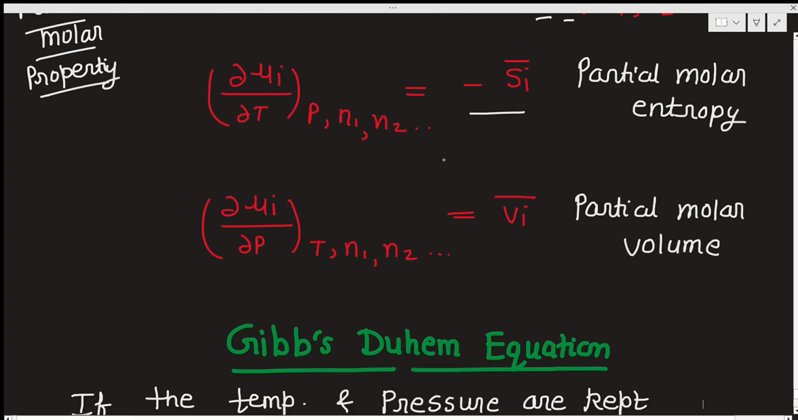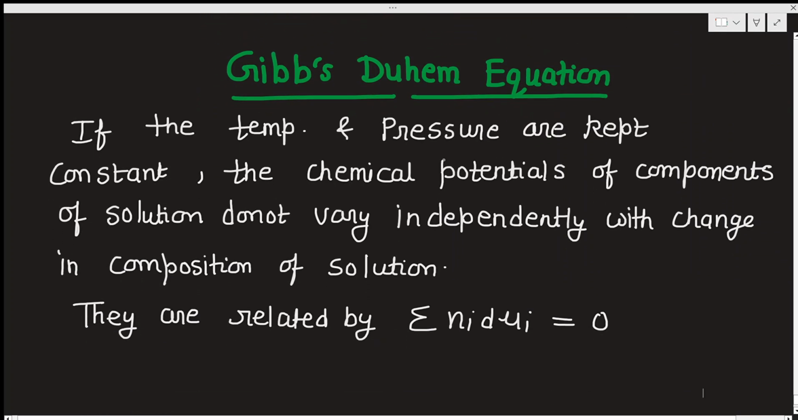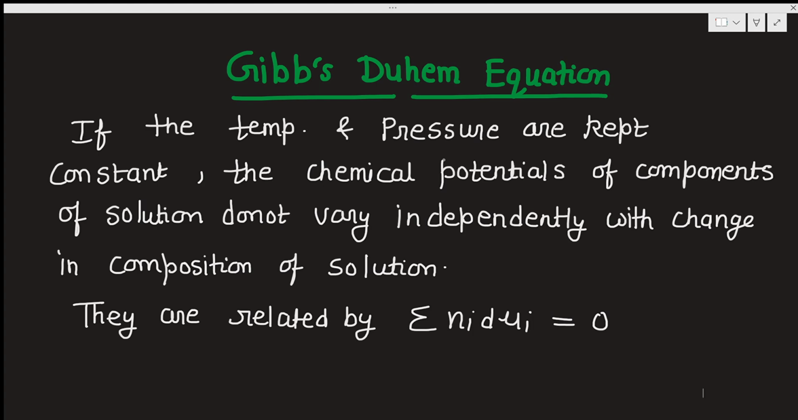Now there is the next important thing, the Gibbs-Duhem equation. Actually, this is for the open system. If the temperature and pressure are kept constant, the chemical potential of the components of solutions do not vary independently with the change in composition of solution. It means if the system is open, temperature and pressure are constant, and N1, N2, N3, etc. are the number of moles of different components. Suppose you are varying the composition of one of the components. Okay, then what will happen?